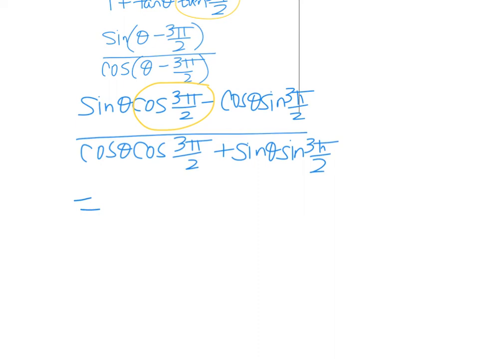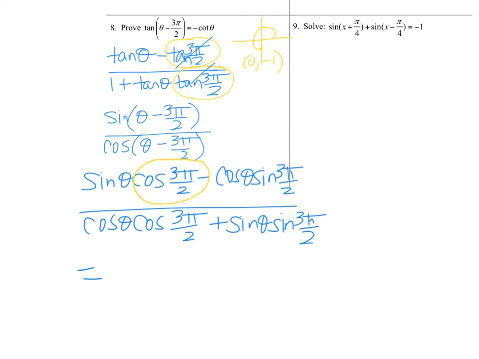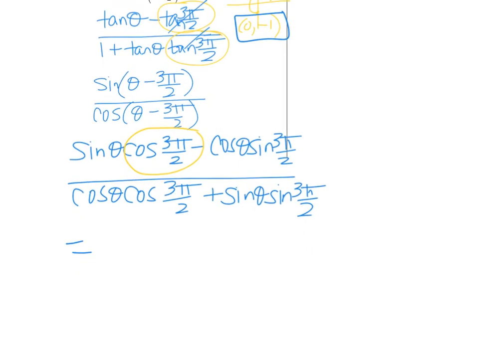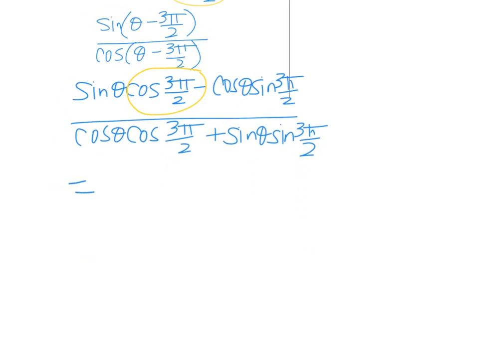Cosine of 3 pi over 2 is what? Yeah, right here. It's 0. And then the sine of 3 pi over 2 is -1. So let's go ahead and replace all those with those things. All of those means this and this and this.